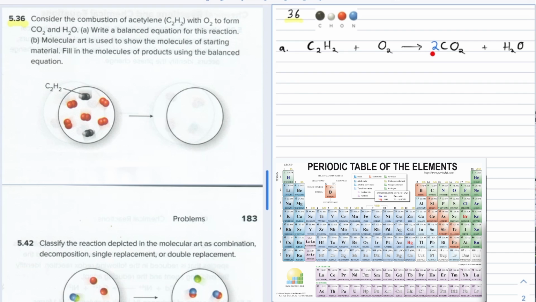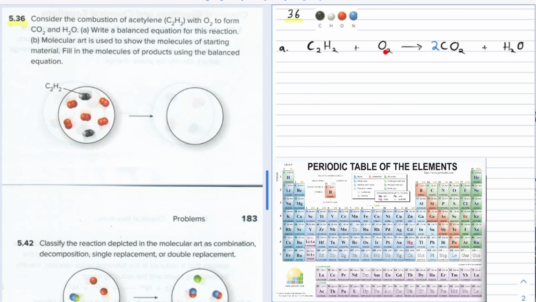Carbons are balanced, so let's balance the hydrogens. We have 1 times 2 is 2 hydrogens on the left. 1 times 2, 2 hydrogens on the right. So hydrogens are already balanced. And now it just remains to balance the oxygens. So we count oxygens on the left. We have 1 times 2 is 2 oxygens on the left. And then 2 times 2 is 4 plus 1. That's 5 oxygens on the right. So we got 2 on the left and 5 on the right.